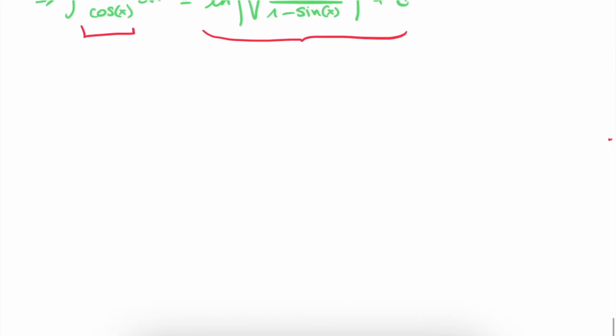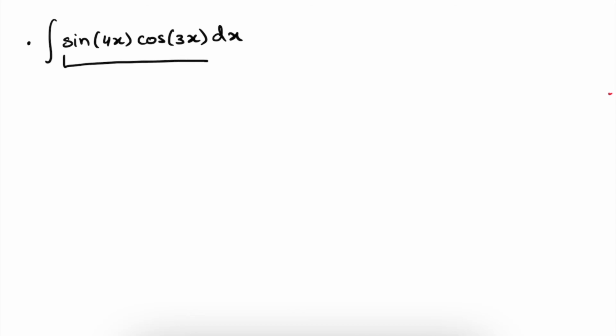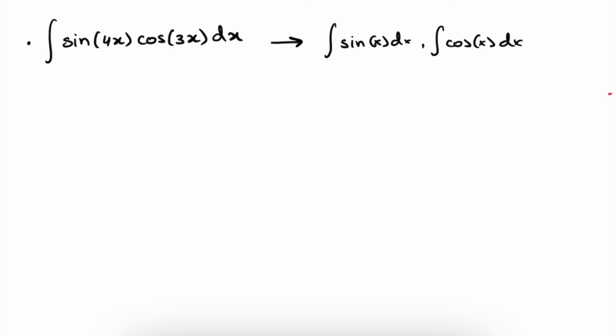Let's now go to the fourth and final exercise, which is where we have to calculate the integral of the sine of 4 times x times the cosine of 3 times x dx. And again, the same strategy applies. We see that we have here a product of a cosine and a sine, of which we don't really know how to solve it. However, we do know how to solve the integral of the sine of x and the integral of the cosine of x. So what we would try to do is to write this product of cosine and sine as some sort of sum of a sine and a cosine, or a sum of two sines.